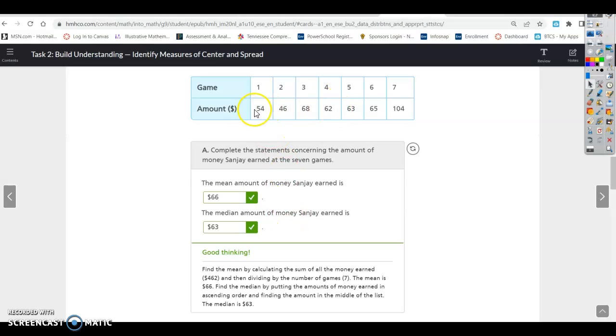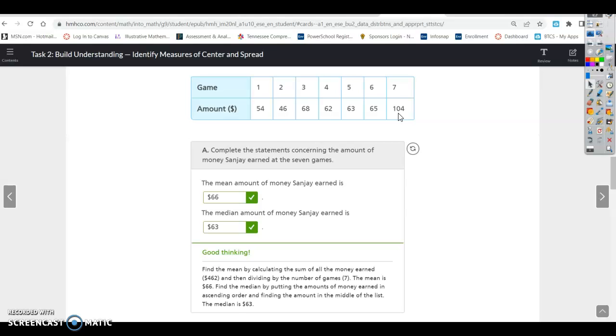And then something I want you to be aware of. So if you look here and you think the median is supposed to be the middle number, it looks like this is the middle number, but it says that it's 63. Well, 68 is larger than these values, so these are not in order.